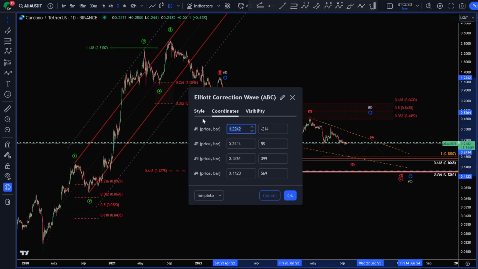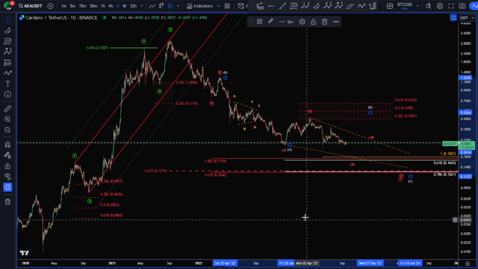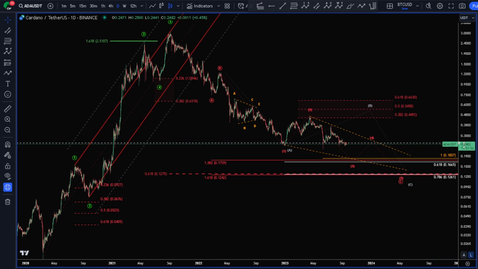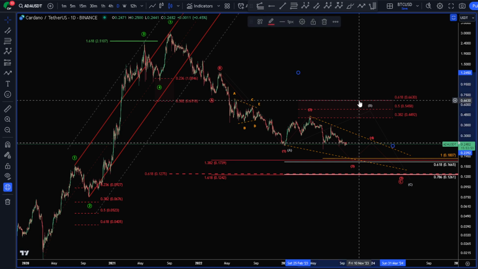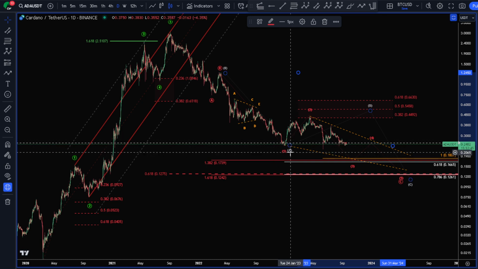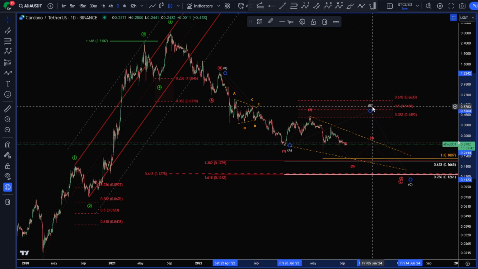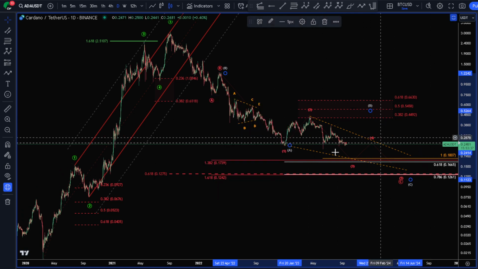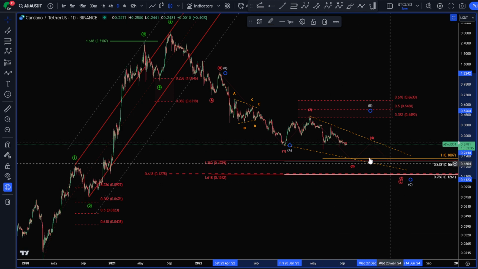Alternates, unlikely, but they're there, is this ends up being a complex correction, a 3-3-3 or a 3-3-5 as an expanded flat. This is not my primary. My primary is the ending diagonal, and all that is we come up between the 50 and the 618 of this wave 1, which would turn into an A wave. But until we got any sort of impulse, I'm going with the ending diagonal. Everything seems to line up with that, including other assets in the market.